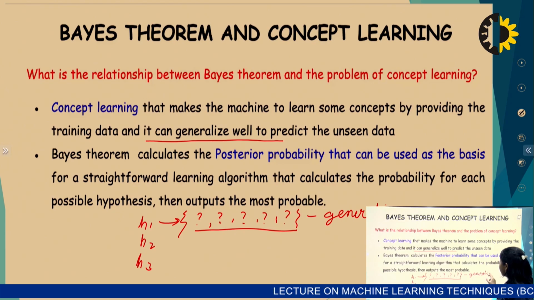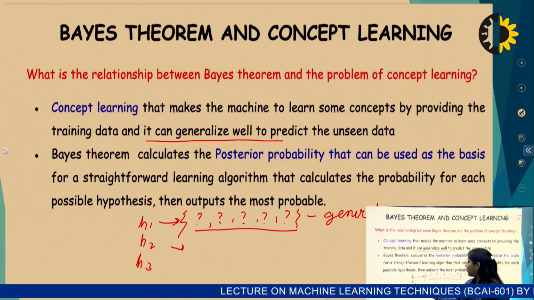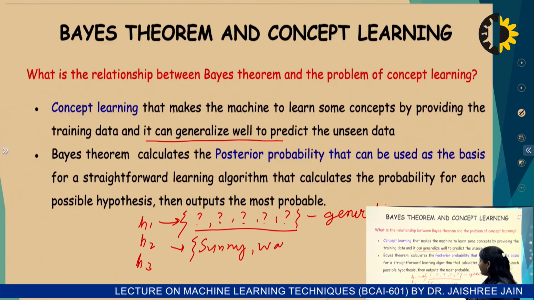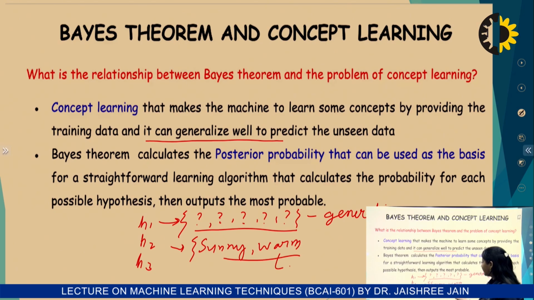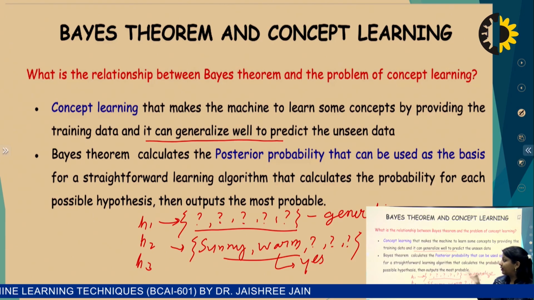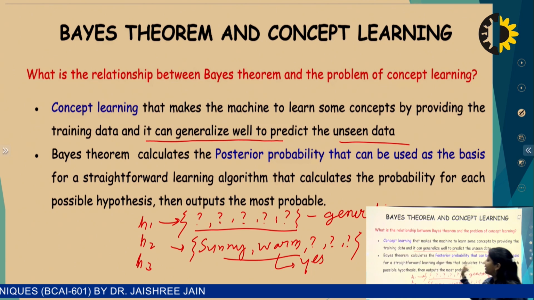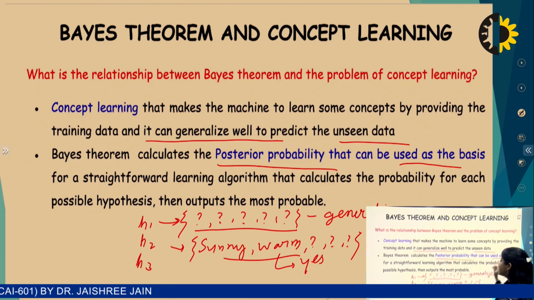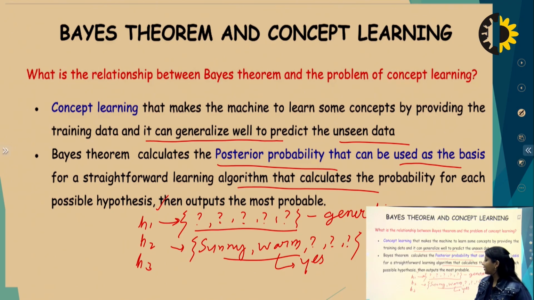And when we get the consistent hypothesis, then we can replace the question marks with sunny or warm, for which these values are consistent with the yes class, and the remaining values will remain question marks. This is one example data set I am taking here. So it can only generalize well to predict unseen data, but in the case of Bayes theorem, the posterior probability can be used as the basis for a straightforward learning algorithm that calculates the probability of each possible hypothesis and outputs the most probable hypothesis.